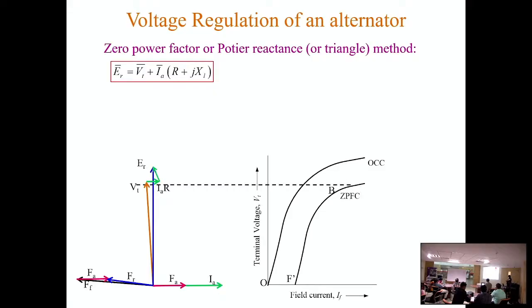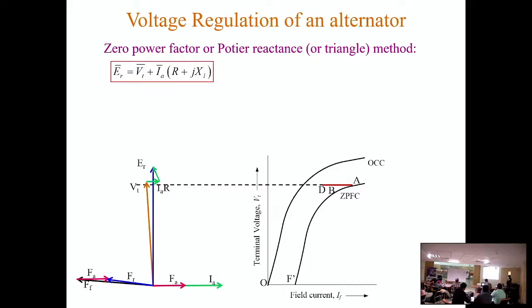So here VT is known to you, per phase value, so you can draw one horizontal line and that will intersect the ZPFC, zero power factor characteristic, at this point. Then you have to draw one line from this point, which is the intersecting point of VT and this zero power factor characteristic. So that is the rated value point, you can say.